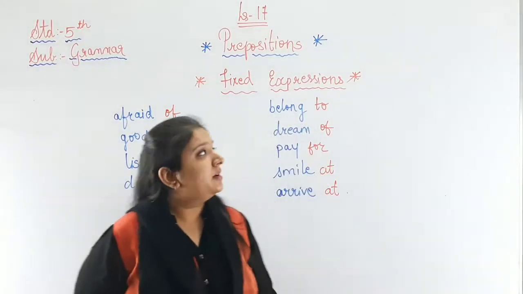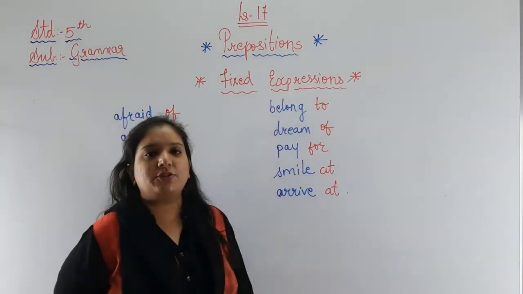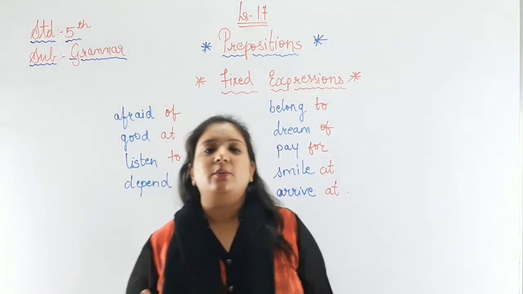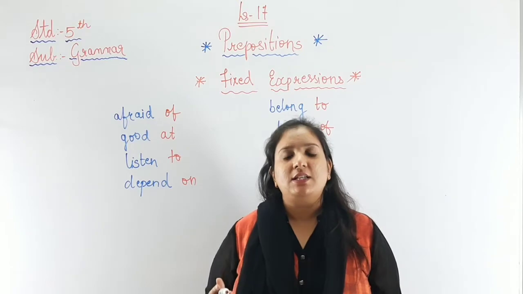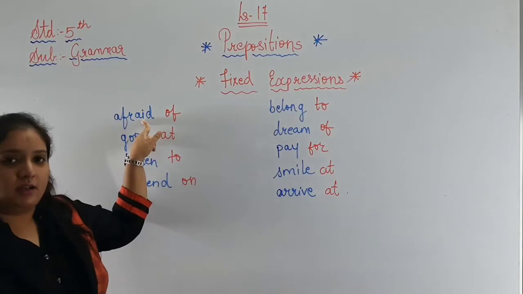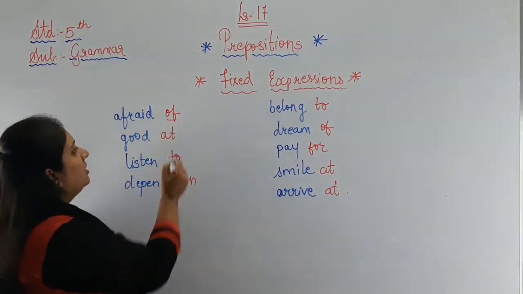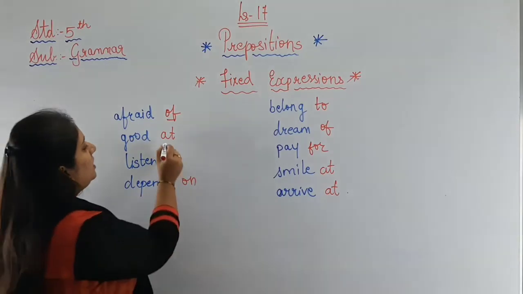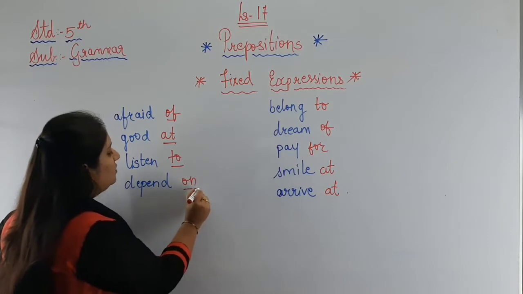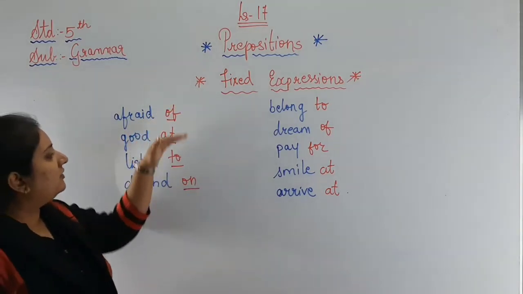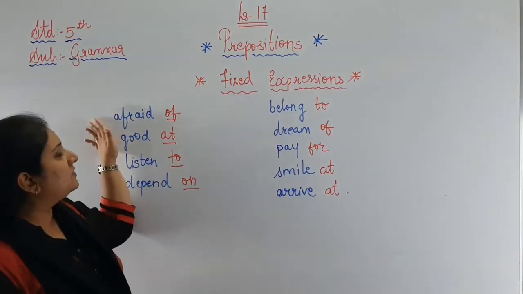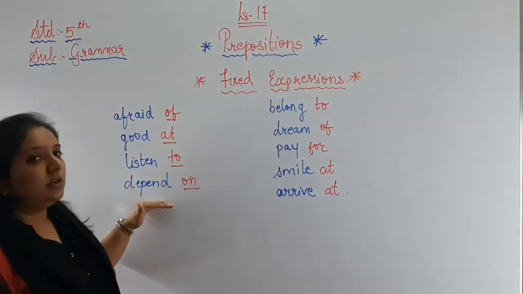Now let us study some fixed expressions. What are fixed expressions? Sometimes some prepositions are specific to some verbs and adjectives. Before certain verbs and adjectives, only a specific preposition can come. For example, with afraid, we can only use of: afraid of. With good we can only use the preposition at. With listen we always use to. With depends we can only use on. So these are called fixed expressions. These expressions have become fixed because the preposition with the verbs and adjectives is fixed. That is why they are called fixed expressions.